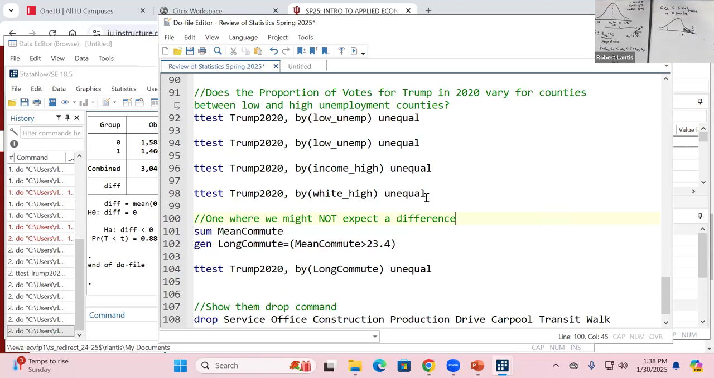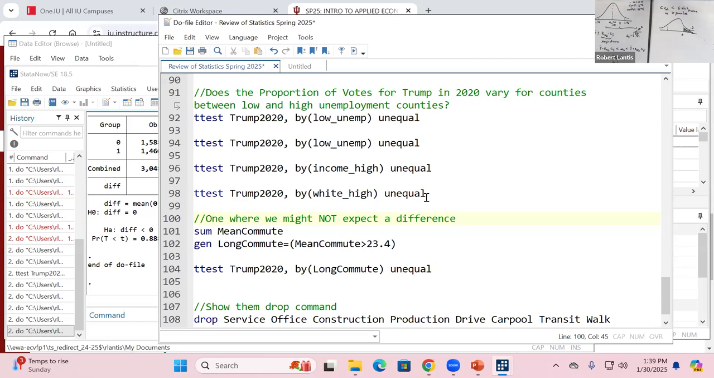So can I say that there's a difference in the proportion of people that voted for Trump in counties that had above average commutes versus those that don't? Well, is that p-value less than any of my 3 conventional benchmarks of 0.1, 0.05, or 0.01? No, I failed to reject at every one, right? I can't say that there's a difference in the proportion of people voting for Trump across counties that have long versus short commutes. And that kind of makes sense.